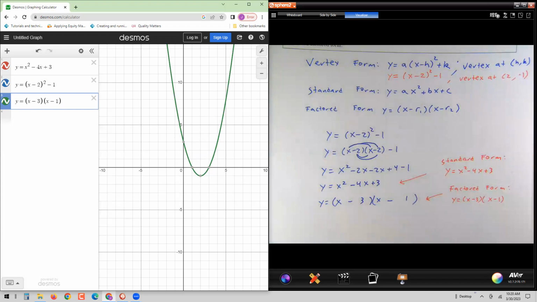So I hope that helps show the difference between vertex form, standard form, and factored form, and maybe give you some ideas as to why you might want these three different forms.